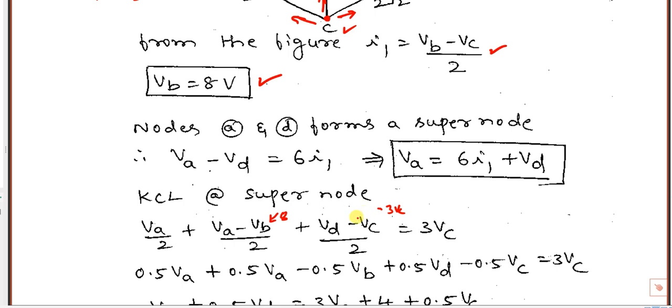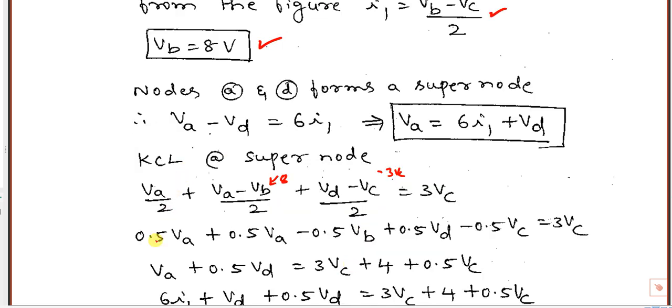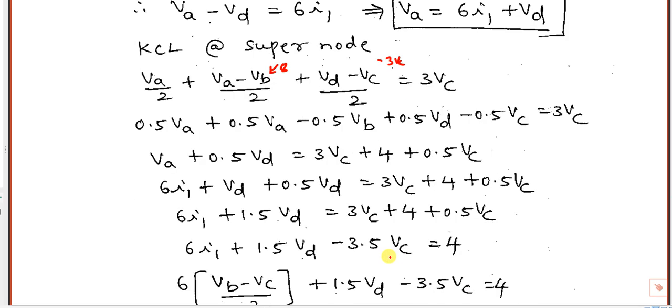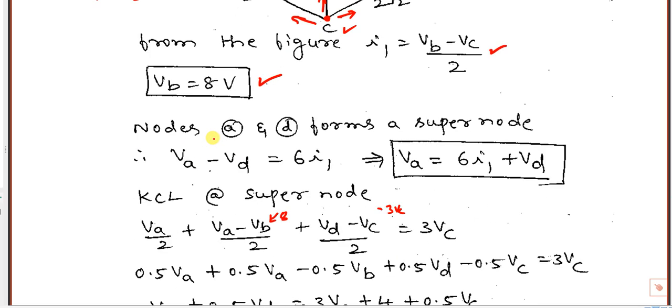After that, if you simplify this, 0.5 VA, 0.5 VB, 0.5 VD minus 0.5 VC, 3 VC, and substitute the value of VB. VB is 8, 8 times 5 is 40, which gives 4 volts. Then simplify the left side and right side, and substitute.